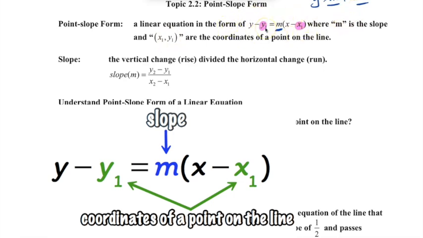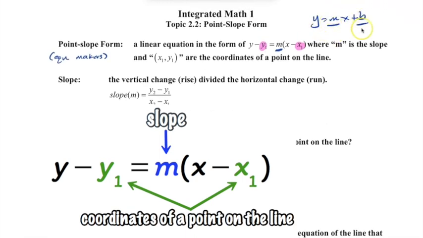So for me, the real benefit of this thing, I always call this like the equation maker. It's easy to make an equation. If you need to make an equation, point slope form is the easiest way to do it by far. Slope-intercept form, easiest way to graph. If you want to make an equation though, point slope form is the easiest way to do that.